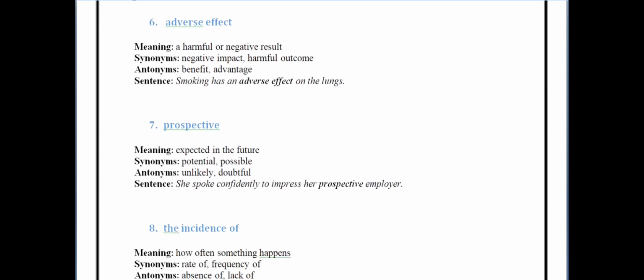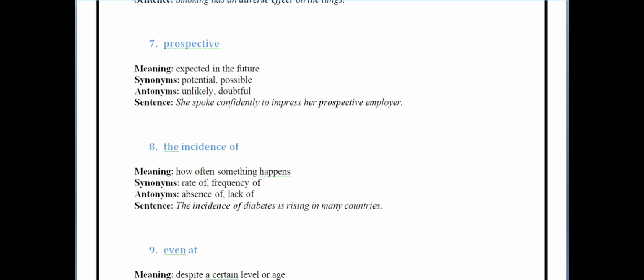Word number 6, very common and very formal word, which is adverse effect. Adverse is harmful, adverse is negative. So the meaning of the word adverse effect is a harmful or negative result. Synonyms are negative impact or harmful outcome. Antonyms are benefit or advantage. The sentence usage, smoking has an adverse effect on the lungs.